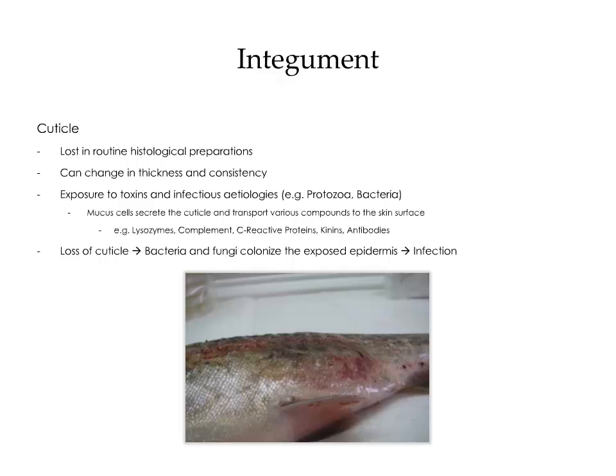The image below is an example of bacterial dermatitis, where you see evidence of scale loss, epidermal erosion, epidermal ulceration, hyperemia, and excess mucus production, resulting in a thickening of the cuticle.